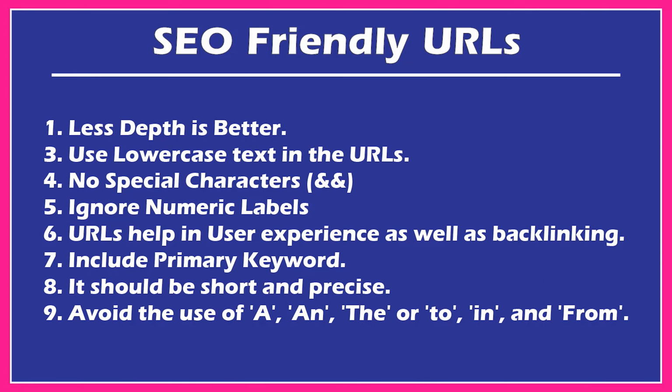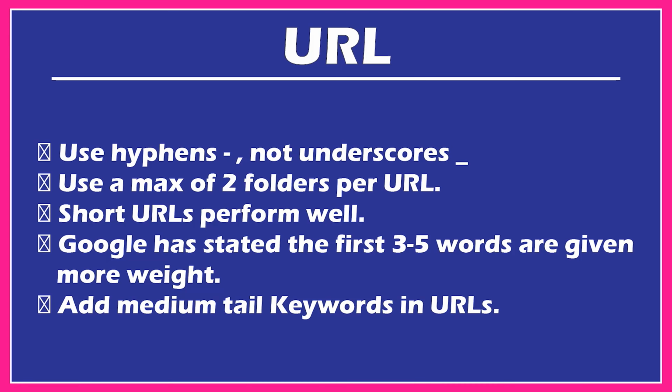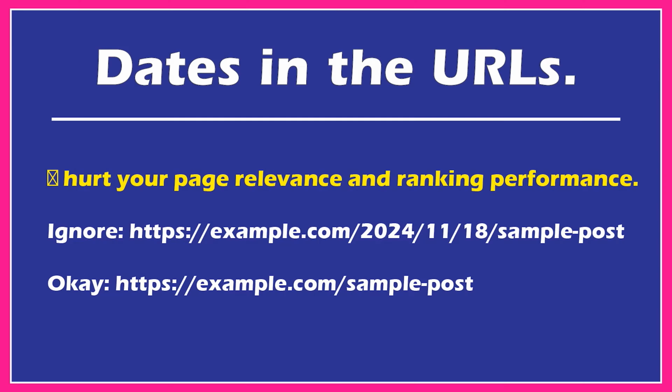SEO-friendly URLs. Use lowercase text in the URLs. No special characters. Ignore numeric labels. Include primary keyword. It should be short and precise. Short URLs perform well. Add medium tail keywords in URLs. Dates in the URLs hurt your page relevance and ranking performance.